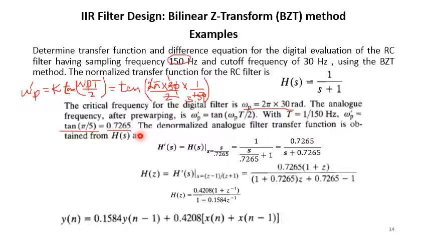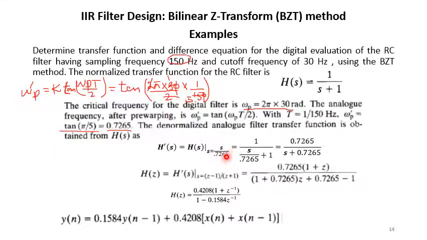So once you get the pre-warped frequencies, then you denormalize the analog filter, and how you denormalize depends upon whether you are designing the low pass filter, the high pass filter, or the band pass filter. Depending upon that, you replace the value for s. In the low pass case I'll replace s by s over omega prime p.